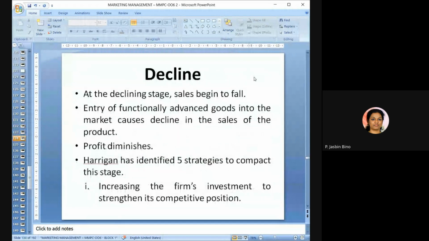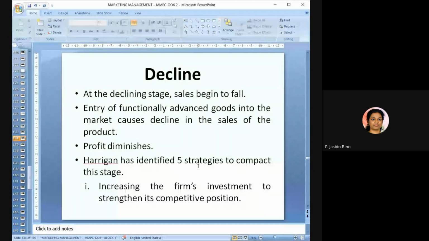The next stage is the decline stage. In this declining stage, normally sales begin to fall. This is the final stage of a product. Because of the entry of functionally advanced goods into the market, the sales of the product decline, and normally profit will be diminishing. So Harrigan has identified five strategies to combat this stage.